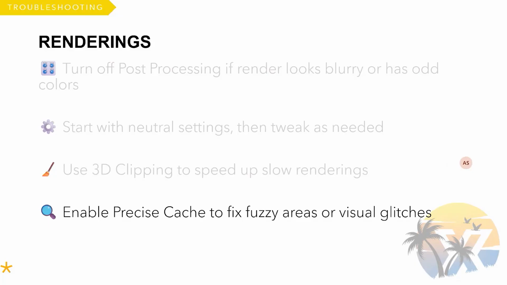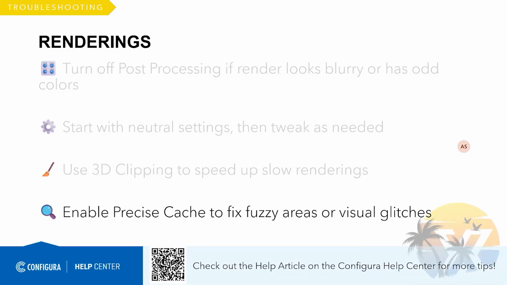And then final tip for you guys, if you notice fuzzy areas or visual glitches, we recommend enabling precise cache. This option forces CET to refresh its stored data and can eliminate those stubborn, blurry spots. And we have a help article here on the Help Center for more tips on renderings.